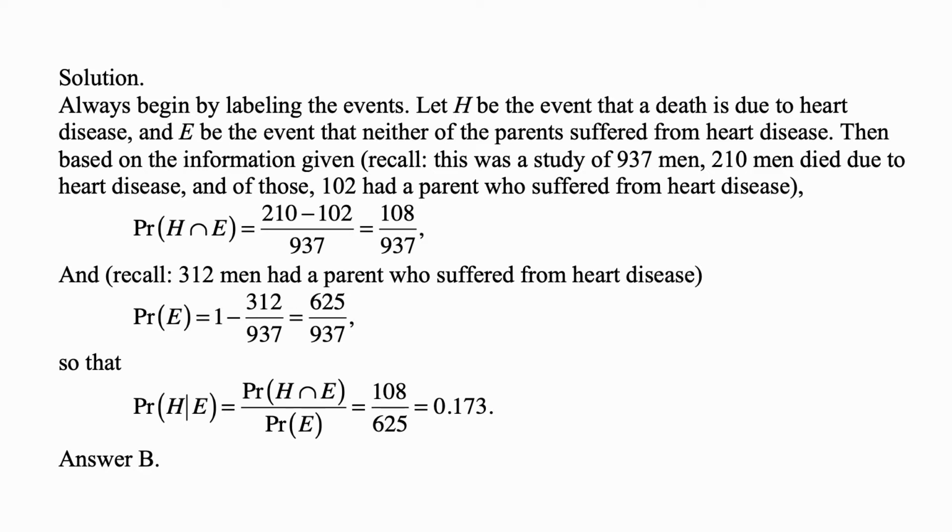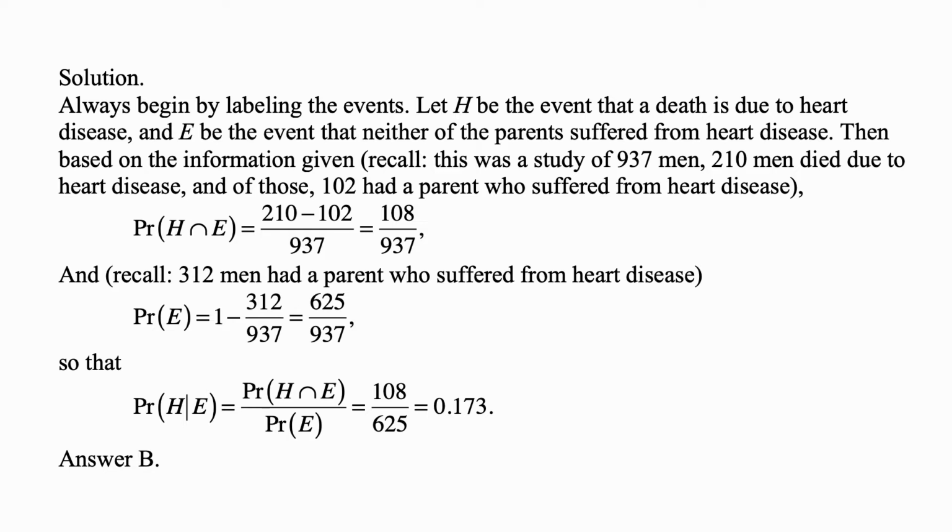And we also have probability of E is 1 minus 312 over 937, because 312 men had a parent who suffered from heart disease. Of those 312, 102 died from heart disease. That's, again, in the problem.